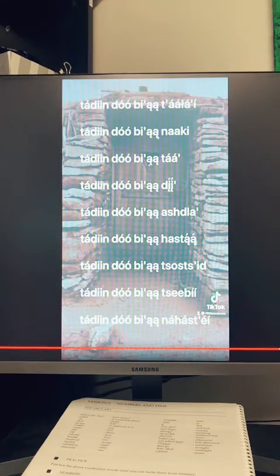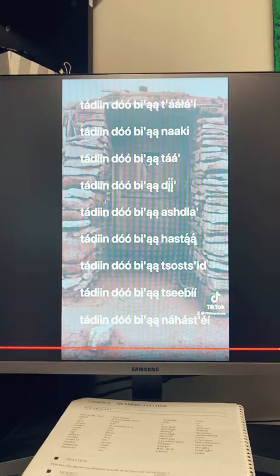Tadin do ba'an naki. Tadin do ba'an tra. Tadin do ba'an din. Tadin do ba'an ashla. Tadin do ba'an hastran. Tadin do ba'an tostid. Tadin do ba'an tebi. Tadin do ba'an nahast a.